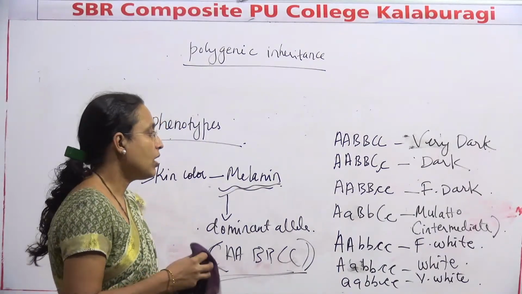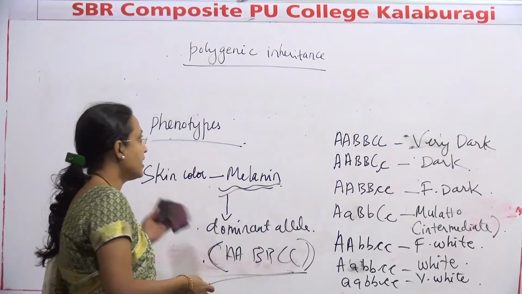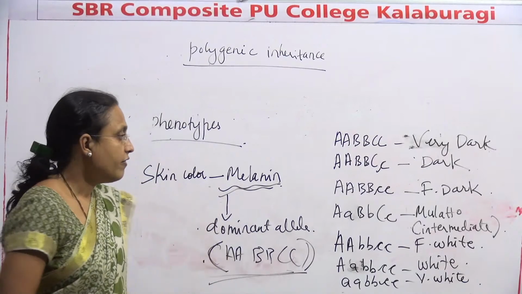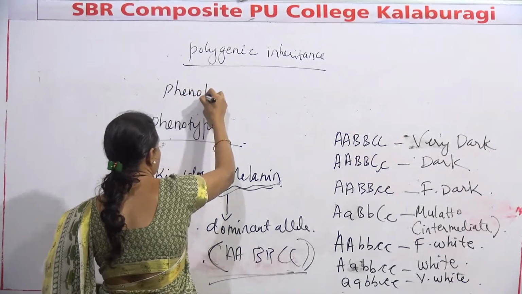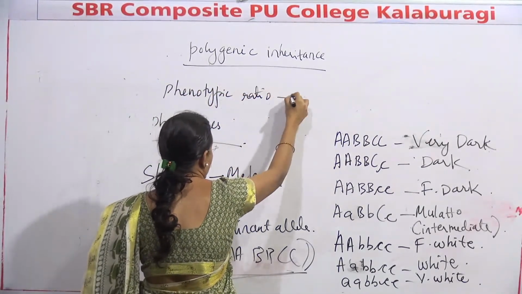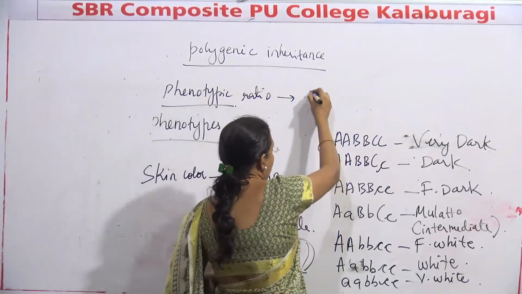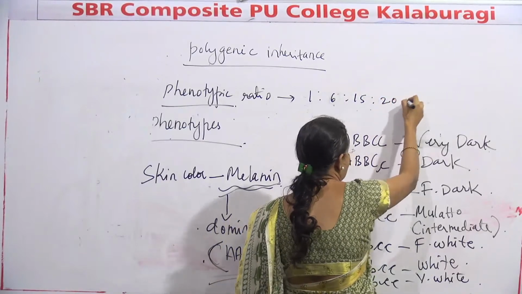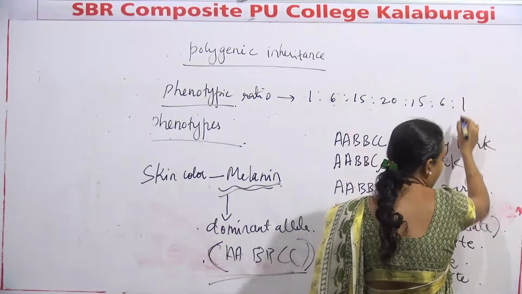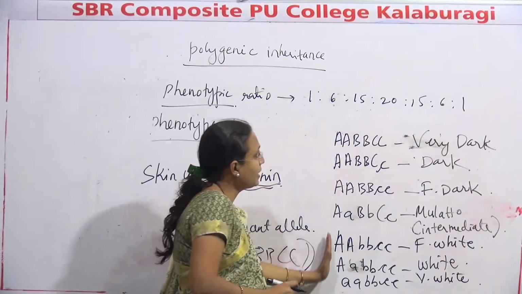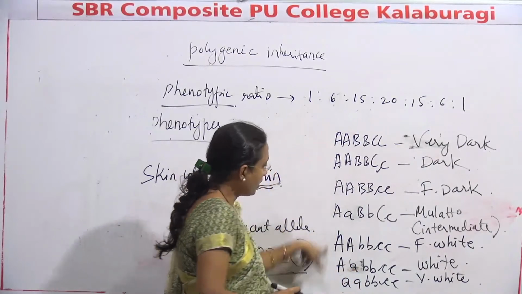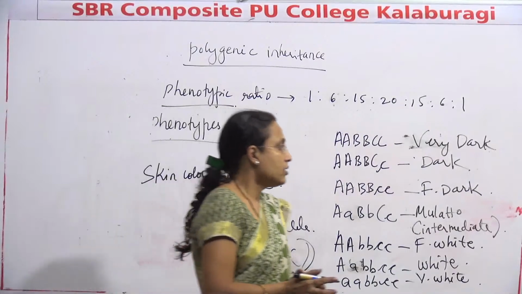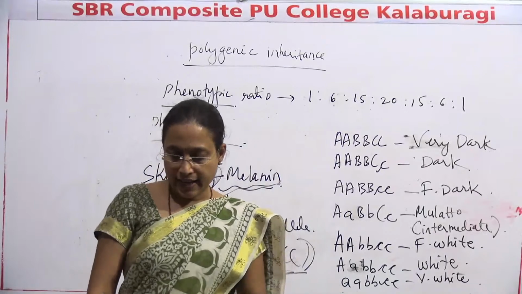Okay. So finally, what is the phenotypic ratio in polygenic inheritance? So I am going to write it here itself. The phenotypic ratio in polygenic inheritance is 1:6:15:20:15:6:1. And these correspond to all these characters, starting from here. So this ratio corresponds to this. Okay. So this was about polygenic inheritance.